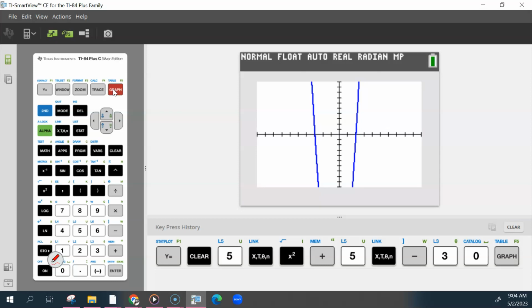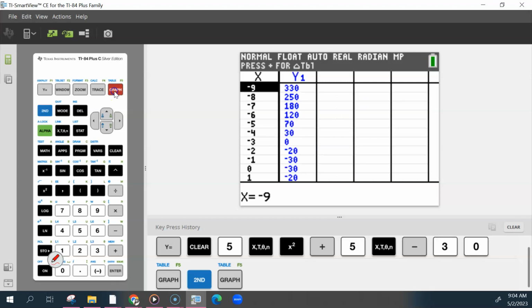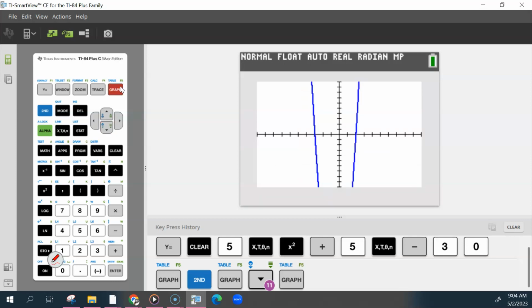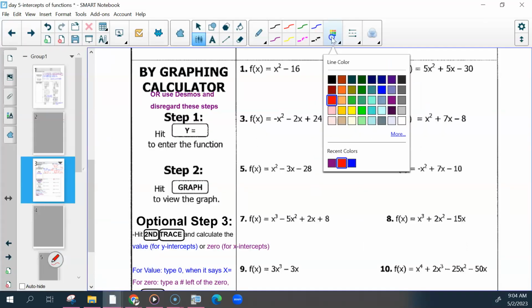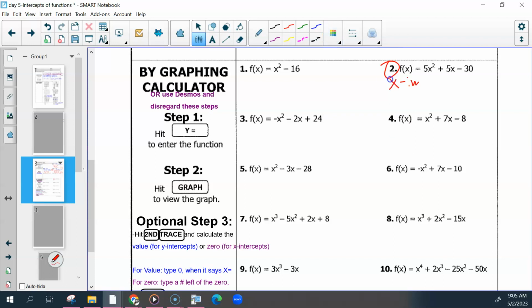You may be able to see the x-intercepts, but not the y-intercepts. So it looks like our x-intercepts are at -3 and 2. To confirm that, I'm going to go into the table. -3, 2, that's accurate. So I'm going to write those down: -3, 0, and 2, 0.